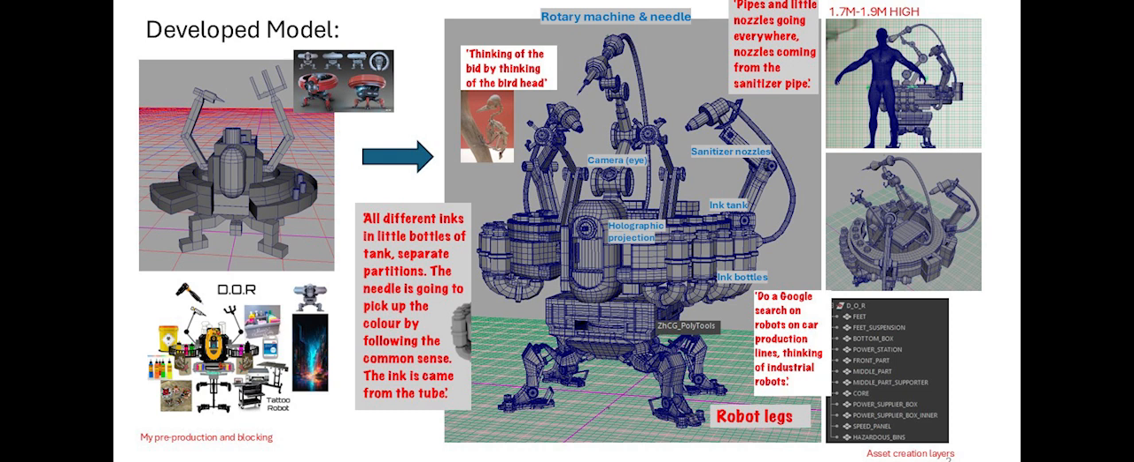You can see there are ink tanks around it where the needle can insert to get those colors. And you can see the robotic legs and also different layers I added on top.